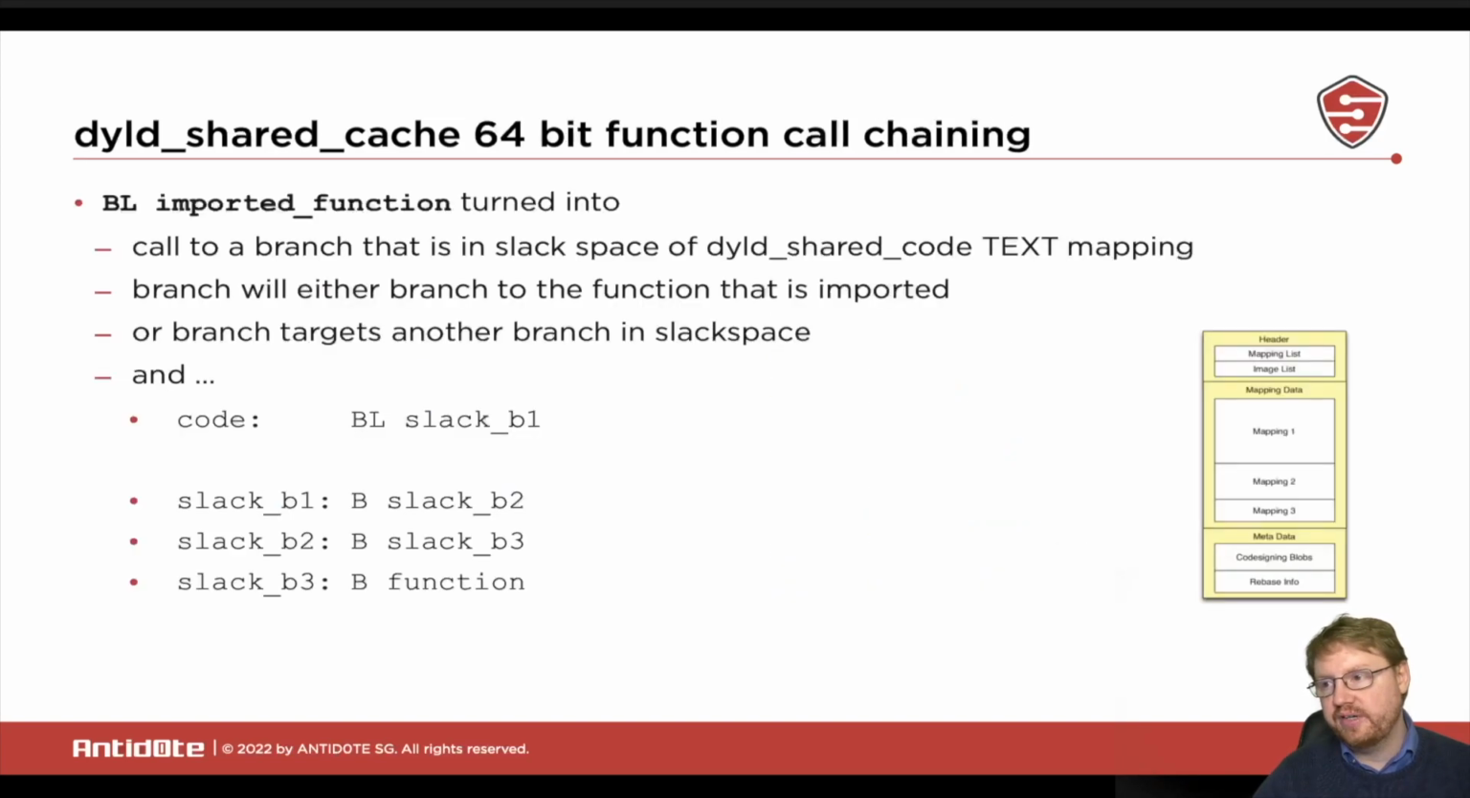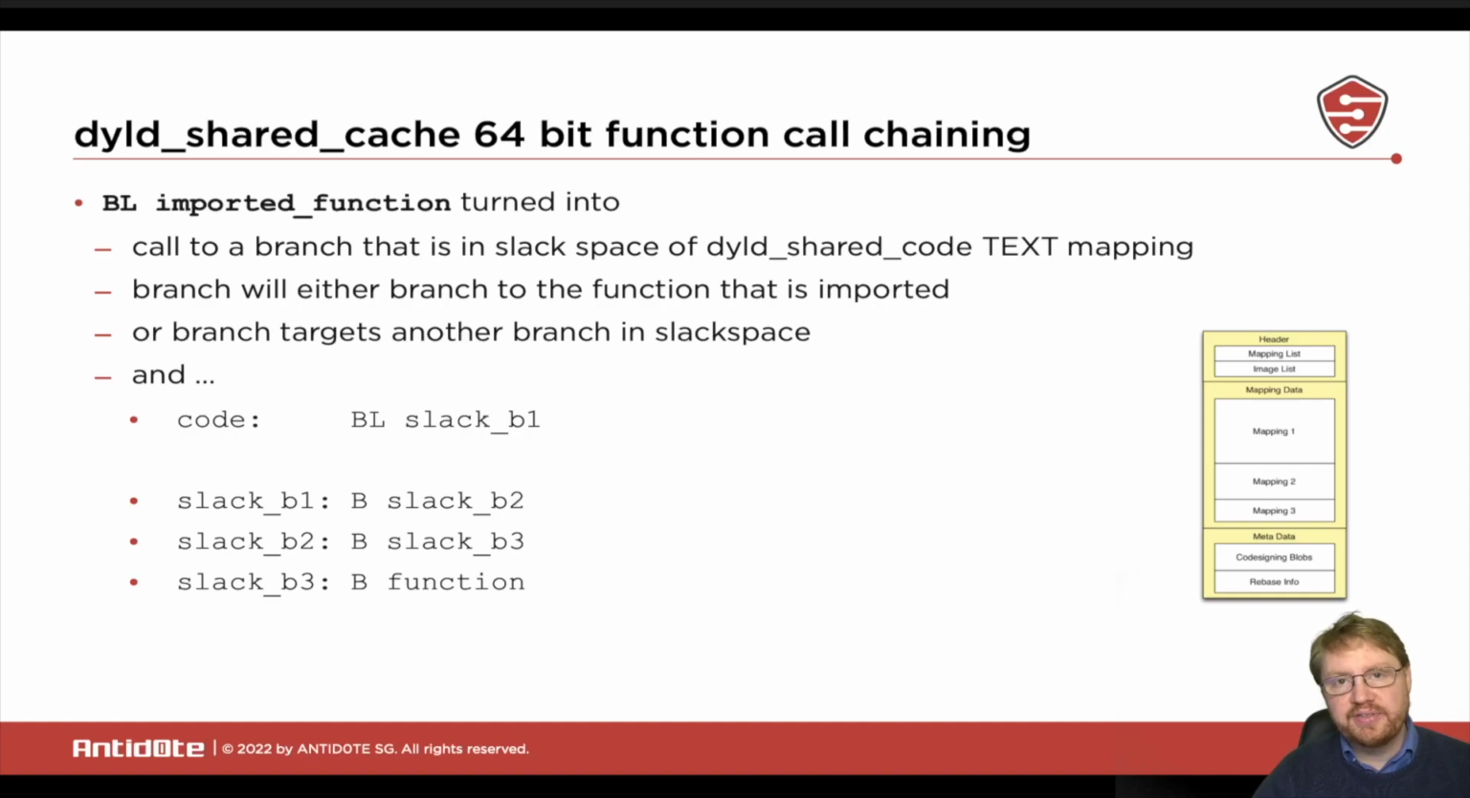The problem here, however, is that sometimes that's not possible because the code is limited by what you can encode into an opcode. There's only a certain distance that you can jump with a BL opcode. For that, Apple created so-called branch pools. They use slack space inside the shared cache, and when the target function is too far away, they find some slack space nearby and branch to the slack space instead, and in the slack space they set up a branch to the actual target function.